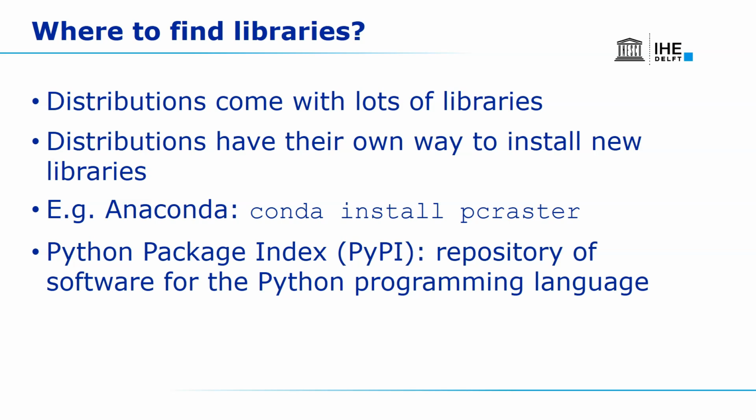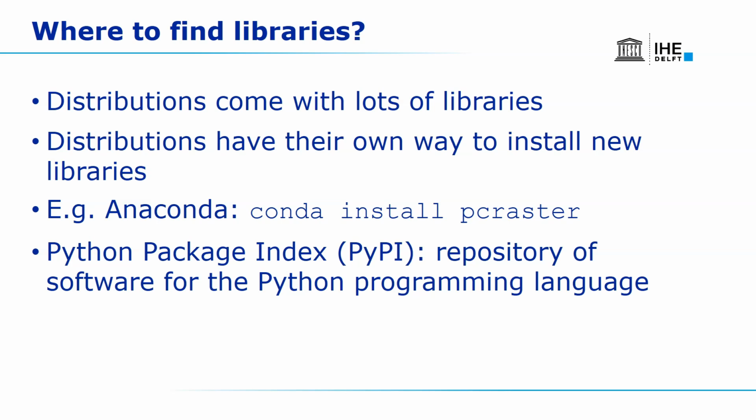So where do you find libraries? Well, your distribution that you use comes with a lot of libraries. But distributions have their own way to install new libraries. For example, if you use Anaconda, you can use conda install and then the name of the library you want to use. In Anaconda Navigator, as a tool from Anaconda, you can also find the package manager where you can use a user interface to search for the library you want to use and install it.